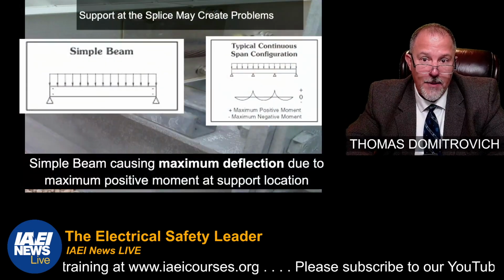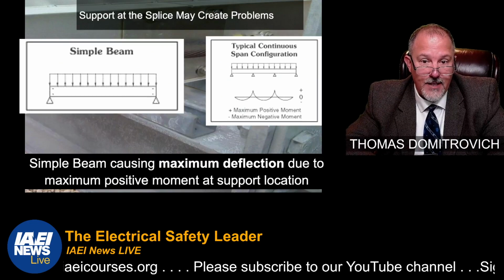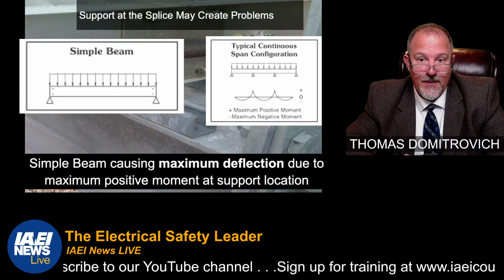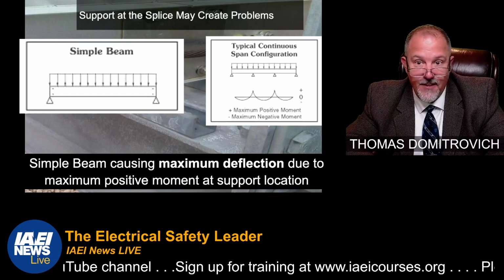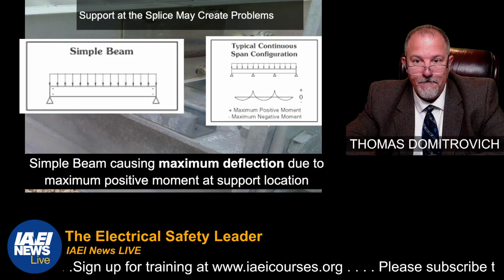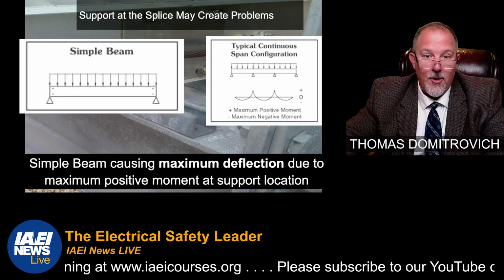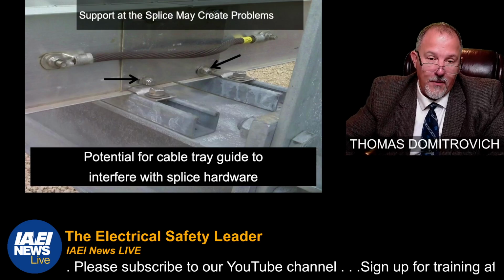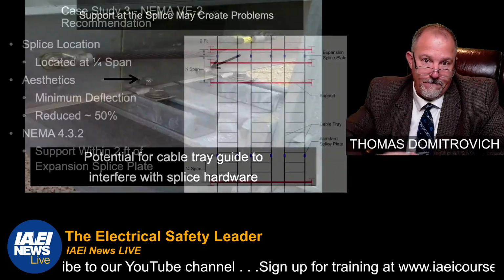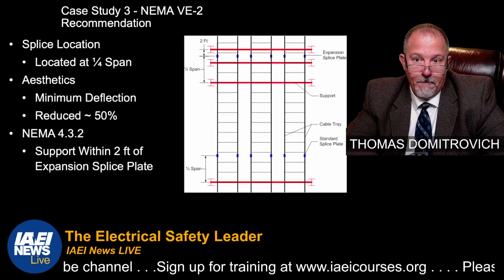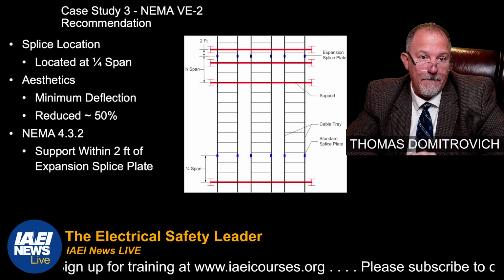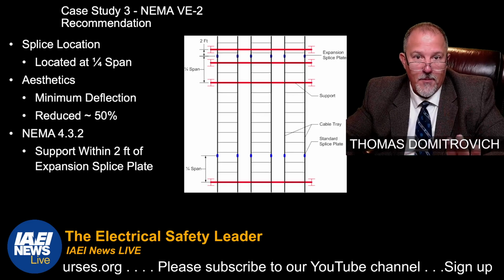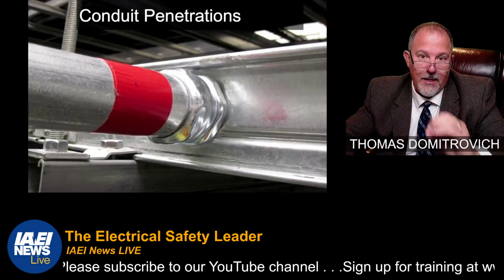They have the bonding, they have the splice plate, and they have the supports. Support at the splice may create problems. Simple beam causing maximum deflection due to maximum positive moment at the support location. Typical span configuration, maximum positive moment, maximum negative moment, and they'll give you a little design and show you where you might want to place or not place your supports. There's potential for the cable tray guide to interfere with your splice hardware. These are your supports, there's your splice plates, minimum deflection within 2 foot of expansion plates. So remember to always follow manufacturer's instructions, and supporting is important.